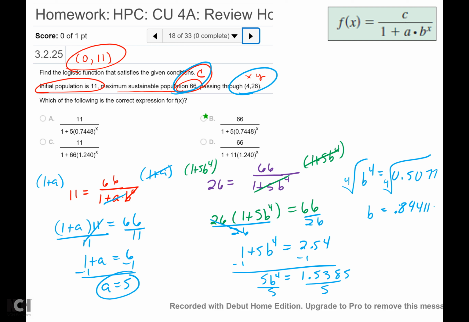Okay, so what the heck? How did they get that? Let's do this. Let's do 1.54 divided by 5. So I'm going to round this like I started to. And that's 0.308. Oh, well, that's probably why. What the heck did I do? Oh, I forgot to subtract. Oh, for crying out loud.